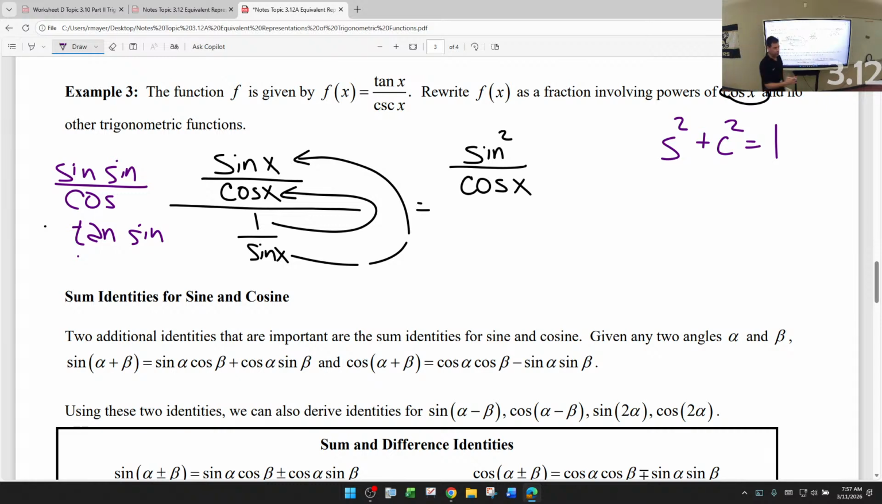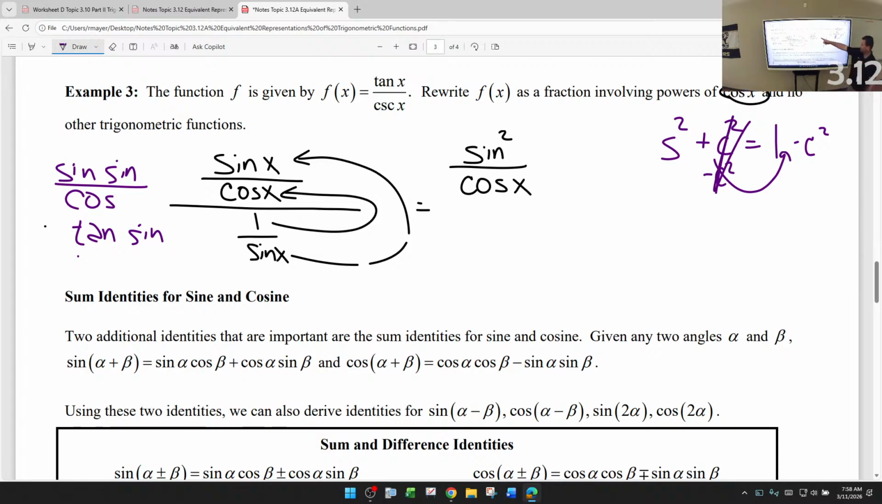Because it wants everything in terms of cosine squared. And if I know that sine squared plus cosine squared is equal to 1, then I know that sine squared is equal to 1 minus cosine squared. Just by simply rearranging that function: if I subtract cosine squared here, and I have to subtract cosine squared here, then I'm left with sine squared is equal to 1 minus cosine squared. And so that's what I'm going to replace sine squared with.